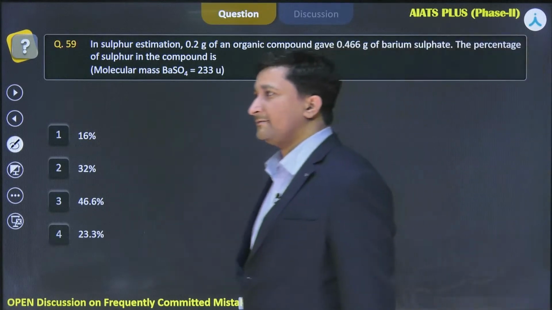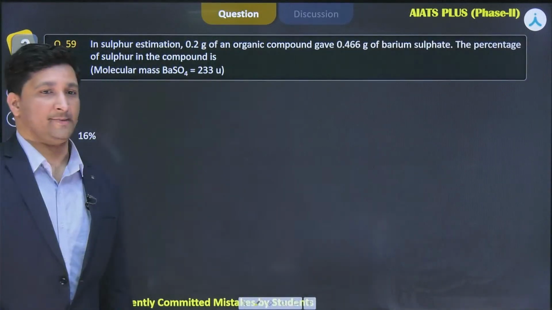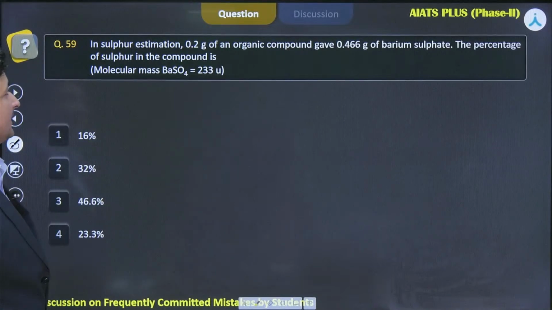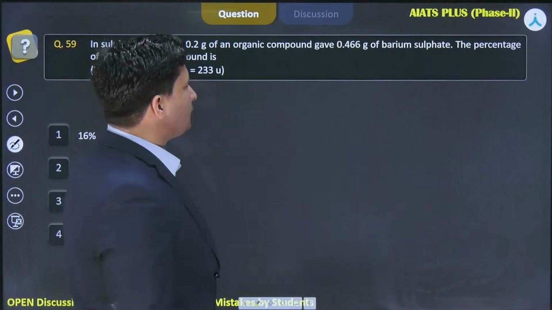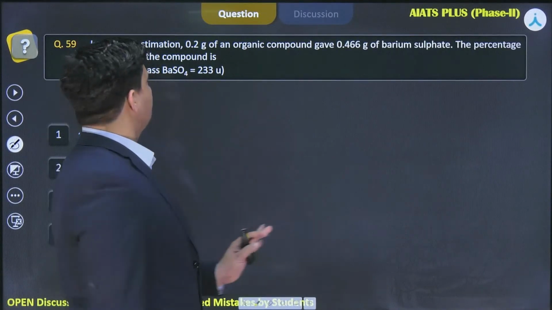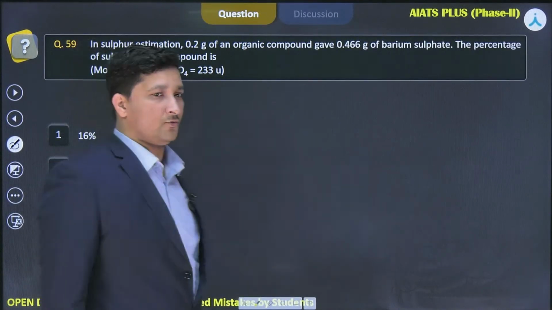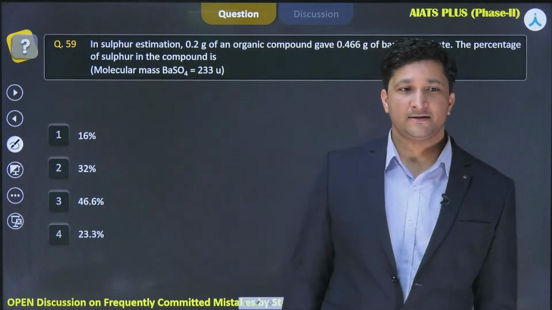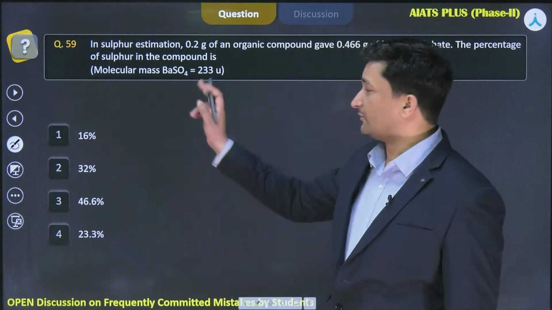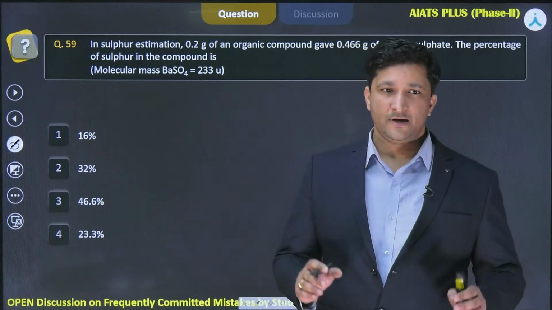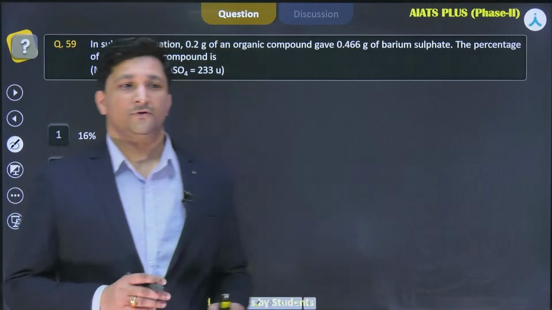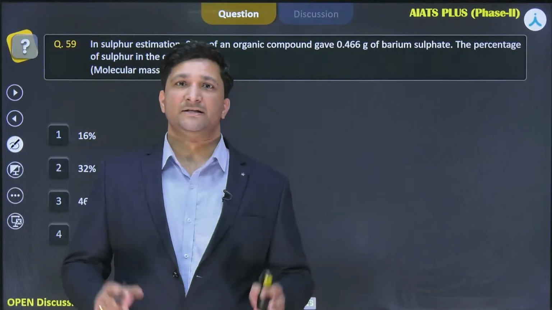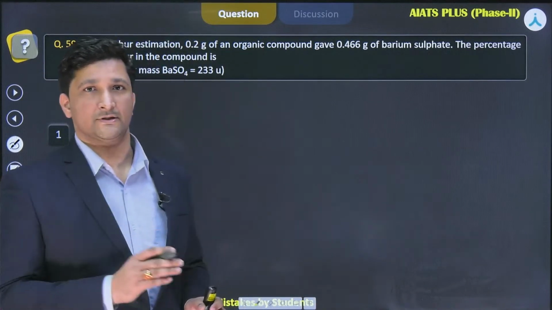Question number 59. In the examination this was asked: in the sulfur estimation, 0.2 gram of an organic compound gave 0.466 gram of barium sulfate. The percentage of sulfur in the compound is? The molecular mass of barium sulfate is given to you as 233 u. Now how do we proceed with this? First of all I will solve this question, then I will show you the trick or the imagination which you have to use to solve these questions.